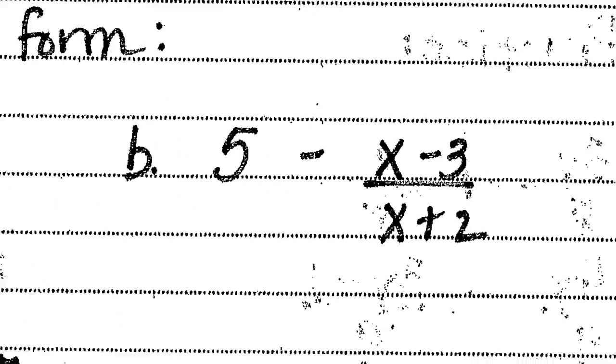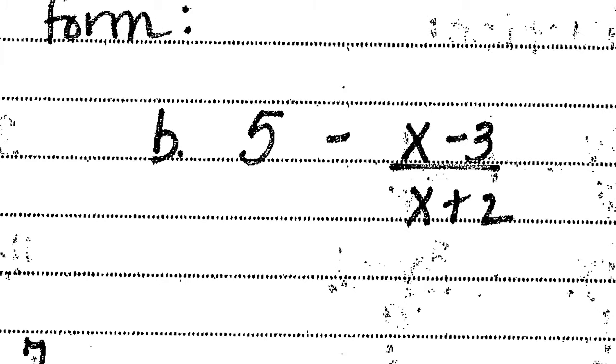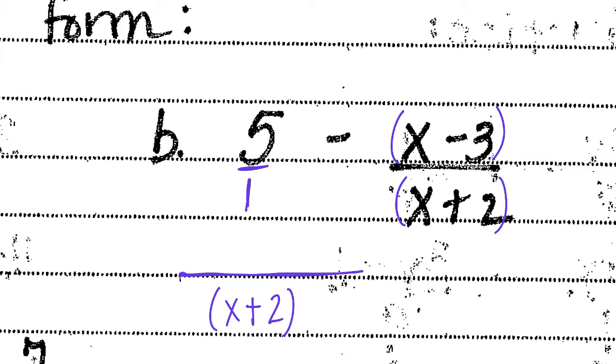Moving on. What happens if I have 5 minus x minus 3 over x plus 2? So again, I like to keep these little binomials together. So I know that the common denominator will be x plus 2. And remember, there's always tons of things that can happen. So if this 5 is over 1, what do I need to multiply the 1 by to get to x plus 2? Good. I'm going to multiply it by x plus 2 over x plus 2 because I can multiply anything by 1 and not change its value.